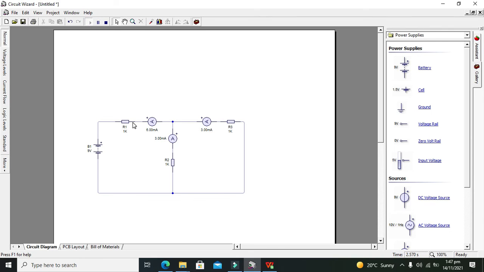Now we can see that our first ammeter is showing 6 milliampere because it is the current entering the node, that is 6 milliampere. Then we can see that 3 milliampere flows towards the 1K and 3 milliampere flows through this R2, that is 1K. So if we add them, 3 milliampere and 3 milliampere, it is equal to 6 milliampere. So in this way our KCL law is proved via this circuit.